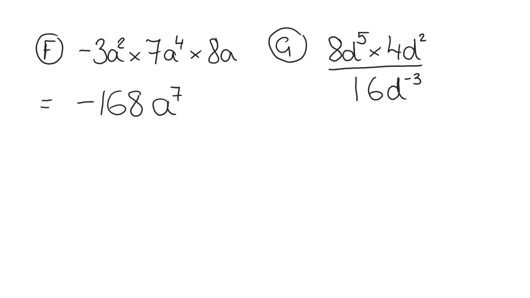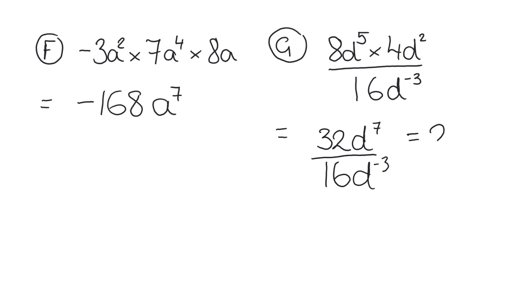Okay, G, slightly more complex as it has a multiplication and a division in it. So we need to separate those two elements. So 8d to the power of 5 times 4d to the power of 2. First of all, 8 times 4 gives us 32. D to the power of 5 times d to the power of 2 is d to the power of 7. And now we're dividing by 16d to the minus 3. We now have our division, so 32 divided by 16 is 2.